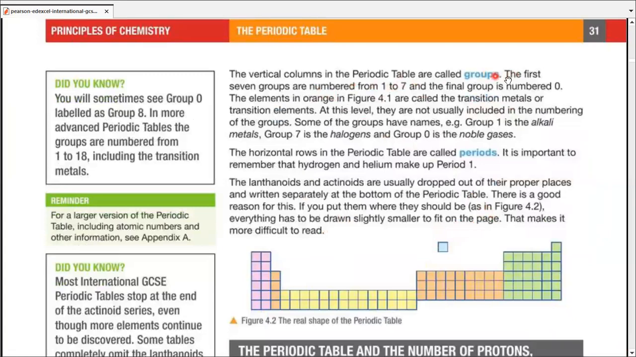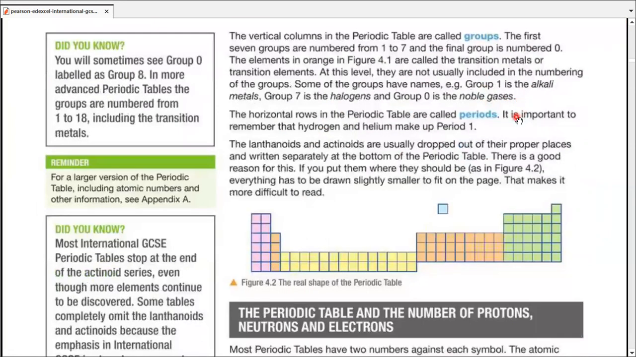So the vertical columns are groups 1 to 7, final group is 0. The elements in orange are transition metals. They have numbering, but we don't consider them here. Some groups have names. These are the important ones which we need to discuss. Group 1 is alkali metals, group 7 is halogens, group 0 is noble gases. These are the ones you need to know and memorize. We're going to discuss them in a lot more detail than the rest of the periodic table.